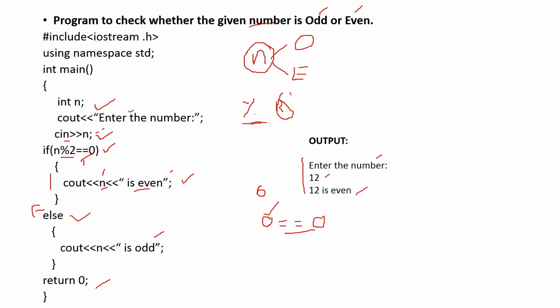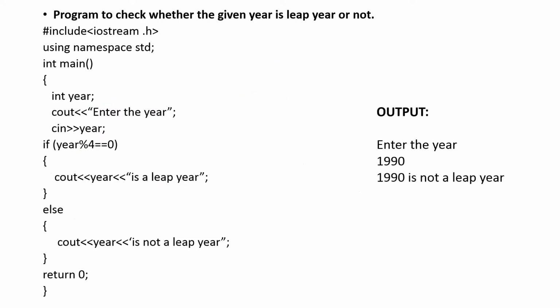Hope this is okay. This is the second program. It is to check whether the given year is leap year or not. So in mathematical calculations, if the year is completely divisible by 4, we can say that it is a leap year, else it is not a leap year.